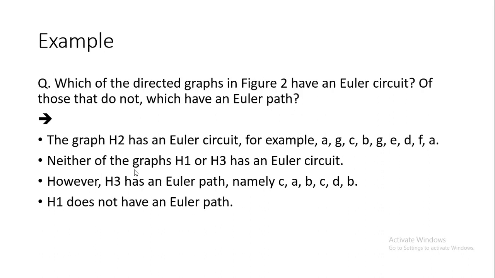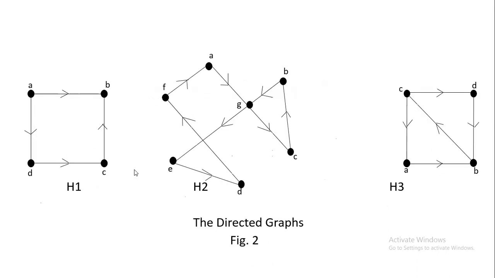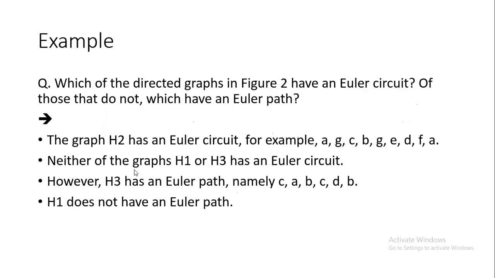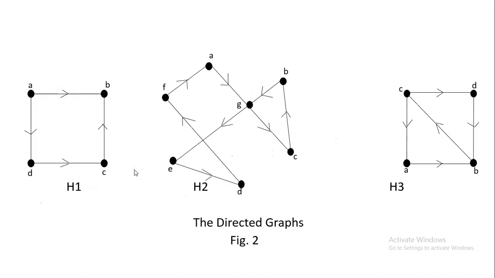Understood? By looking at this example, you can easily say it is directed. That's why you can easily find out which graph has an Euler circuit or which graph has an Euler path. Next, neither of the graphs H1 or H3 has an Euler circuit. H1 and H3 do not have any Euler circuit.